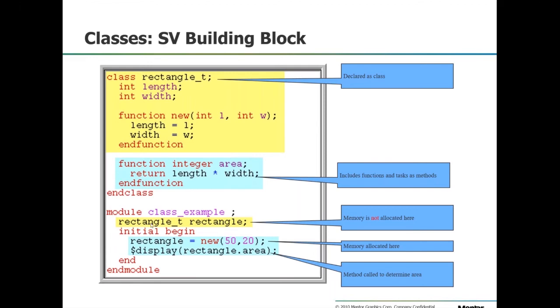Down here, I've declared a handle to a rectangle type. Then right here, I'm calling the new function on that rectangle, and I'm saying it's going to have a length of 50 and a width of 20. Then I can say display, and I can say rectangle.area. That will call this area function and calculate 50 times 20, which will be 1,000.